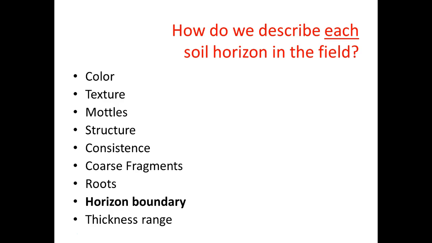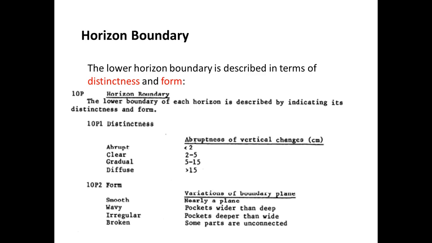Now, horizon boundaries. Horizon boundaries aren't always very distinct, nor do they have a very horizontal or regular form. So we're going to describe horizon boundaries by their distinctness and their form. Distinctness can be described as abrupt, clear, gradual, or diffuse, and the form is whether it's smooth, wavy, irregular, or broken. Here are the details for each, and I'll let you look at that when you're in the field.